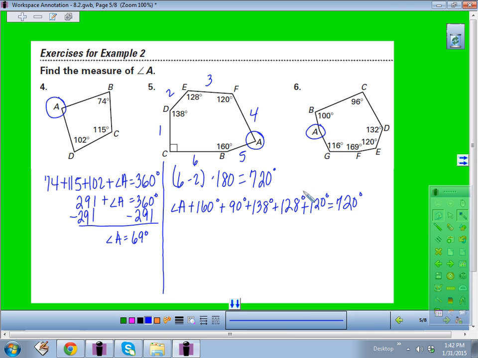Now we'll combine anything on the left, which we can combine all the angles: 160 plus 90 plus 138, 128, 120. That gives me angle A plus 636 degrees. Now I'll subtract each side by 636. So angle A equals 84 degrees.